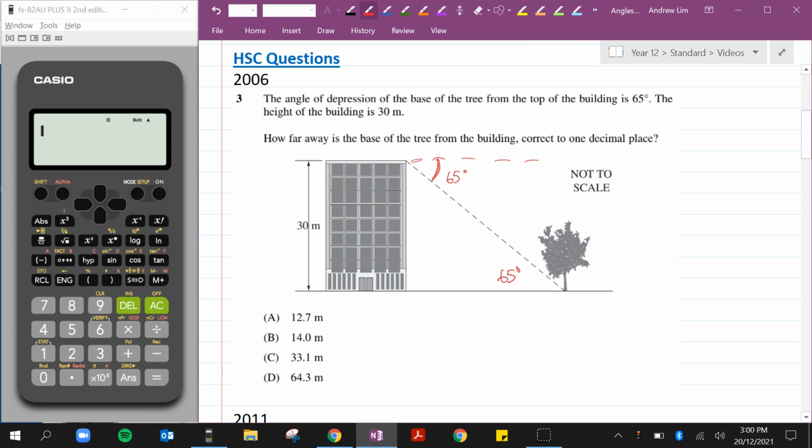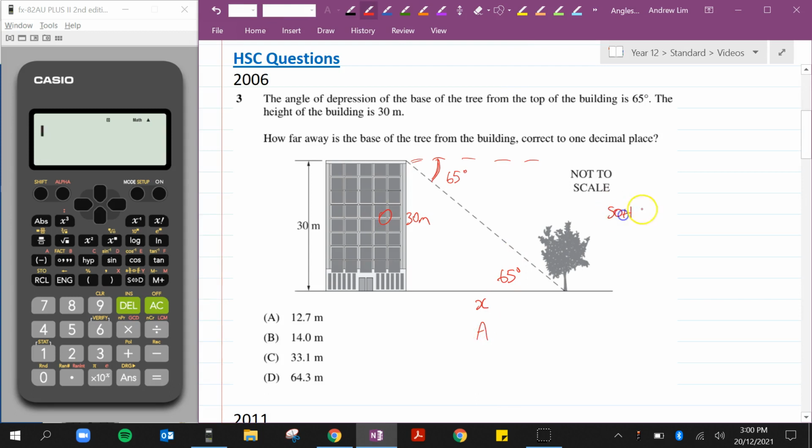The height of the building is 30 meters. How far away is the base of the tree from the building? Correct to one decimal place. So we know this is 30. We want to know how far this is. So I'm just going to use trig. I'm going to label the sides in reference to this angle here. So 30 is opposite, x is adjacent, so I'm using tan.